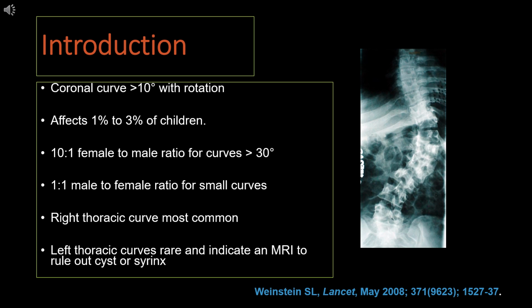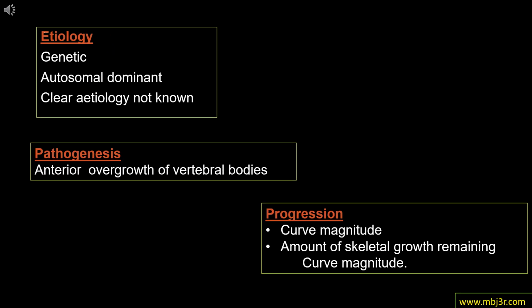It affects females more than males. For curves more than 30 degrees, the ratio is 1:1 for male to female, and it is different for smaller curves. Right thoracic curves are most common. If it is a left thoracic curve, then you have to do an MRI scan to rule out a cyst or a syrinx.